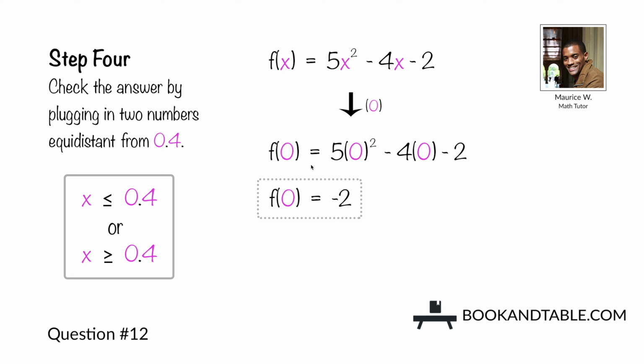0.8. f of 0 is equal to 5 times 0 squared, which is 0, minus 4 times 0, which is 0. Minus 2 would give us negative 2. So we find that f of 0 is equal to negative 2. So now we want to test f of 0.8 to see if we get an output of negative 2.